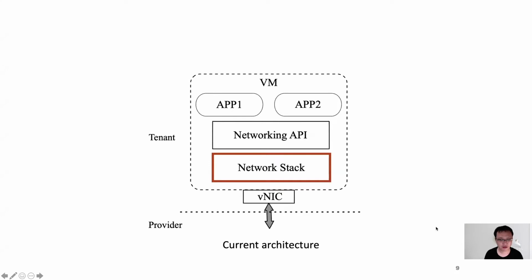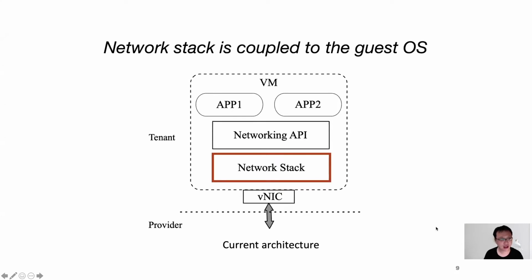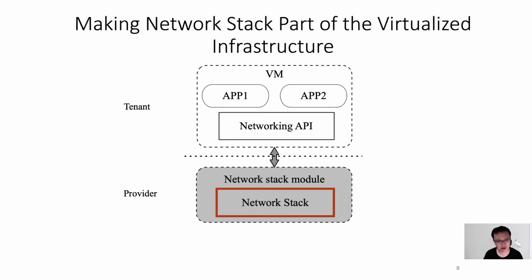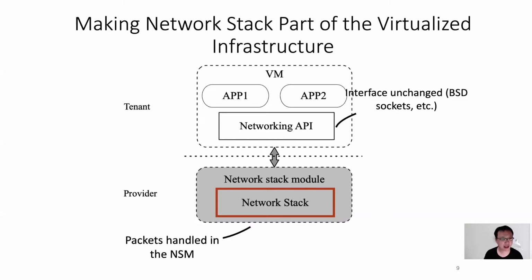Look at this figure. We can see the center of the problem is that the network stack is coupled to the guest OS. To solve this problem, our solution is to move the network stack out of the tenant's VM, to make it a part of the infrastructure controlled by the provider. The network stack runs as an independent module. We call it the network stack module, or NSM. And this is our solution, making the network stack part of the virtualized infrastructure. In the tenant VM, we keep the interface unchanged, say the BSD socket, and all of the packets can be handled in the NSM by the provider.